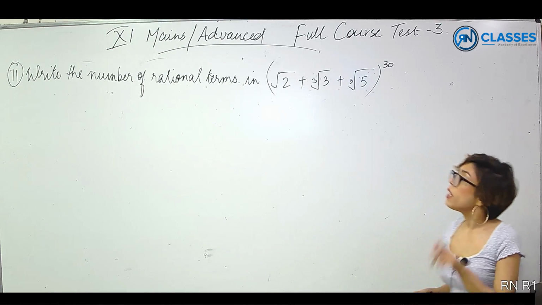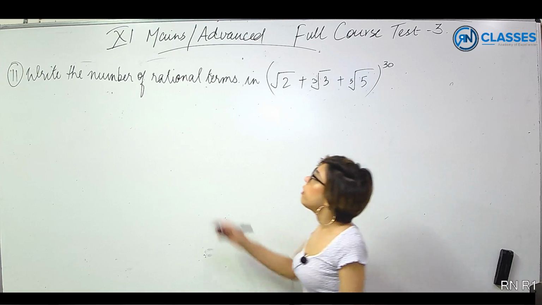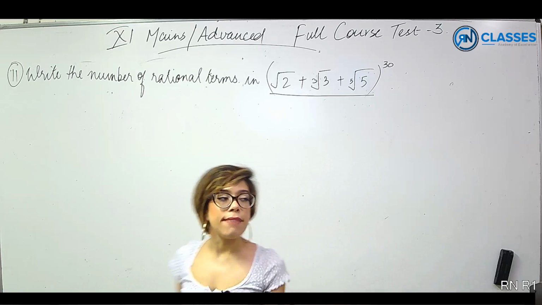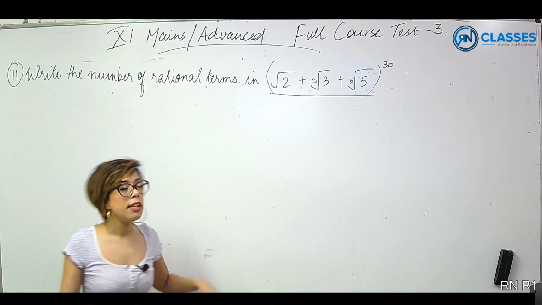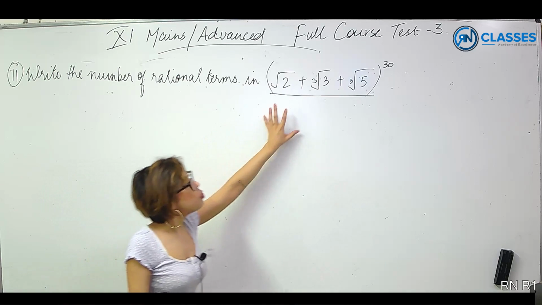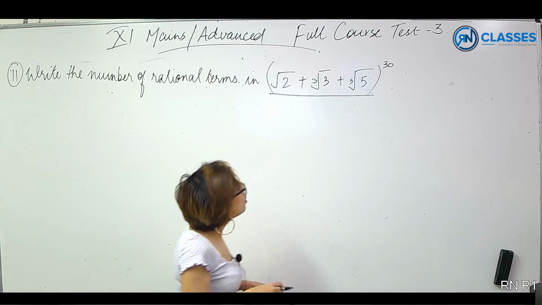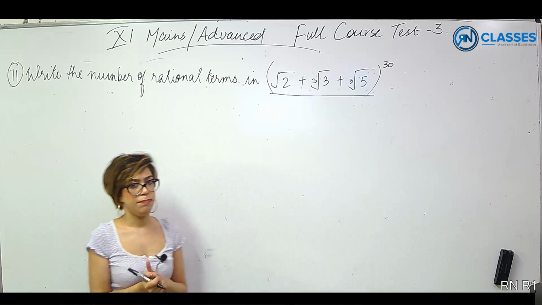Alright, on to the next one. Now he says write the number of rational terms in this expansion. Clearly I can see we have 3 terms over here, right? So that means I need to consider 2 terms as a single term and then open it up. So the question is, which 2 terms will I take as a single term?